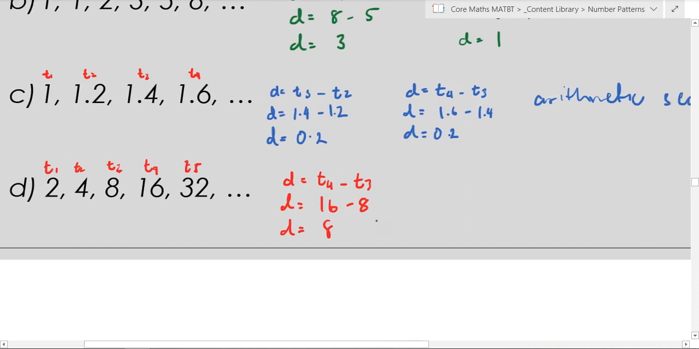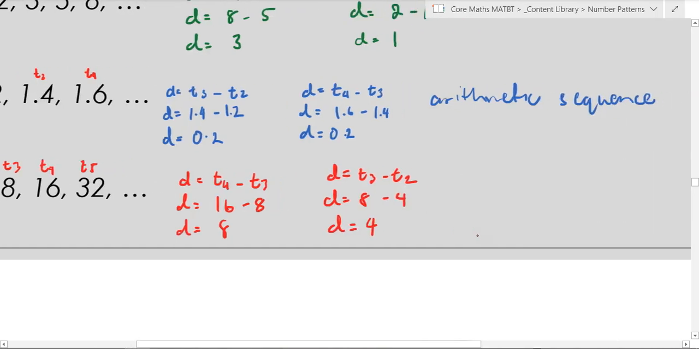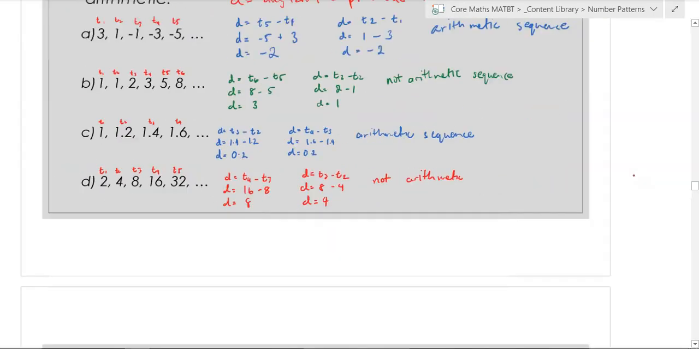All right, that's fine. Let's try another one. Let's go T3, take away T2. Remember, you can use any term minus the previous term, yes? So T3 is 8, take away 4. The difference here is 4. So because the common difference is not the same, it's not arithmetic. All right, hope that's made sense.